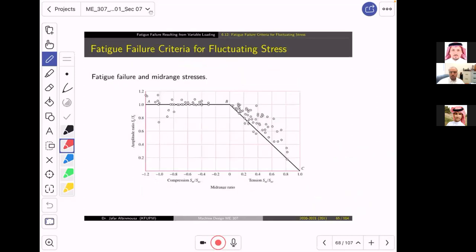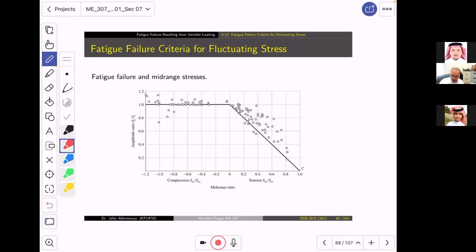Now, this is the most important curve that should teach you what it means to have a mean stress. This curve deserves maybe half an hour to explain, but I can't spend half an hour on this. So I want you to truly focus with me over here, okay? Now, what are we going to do?